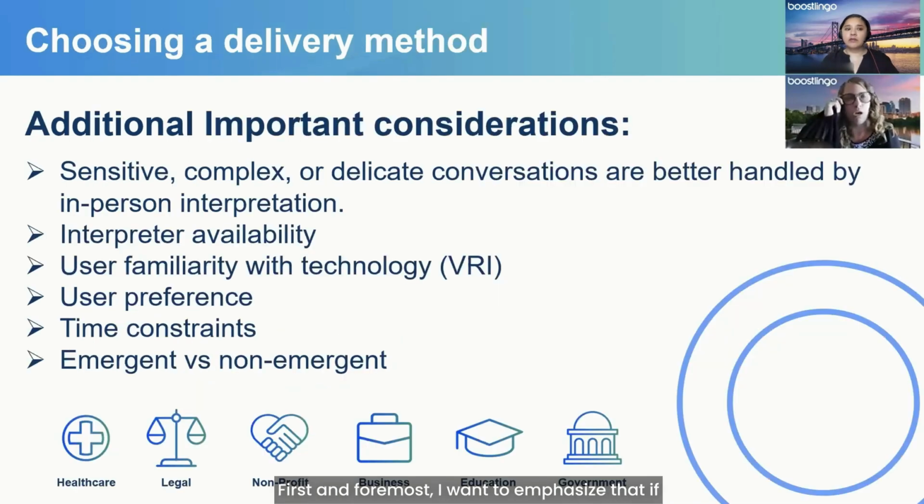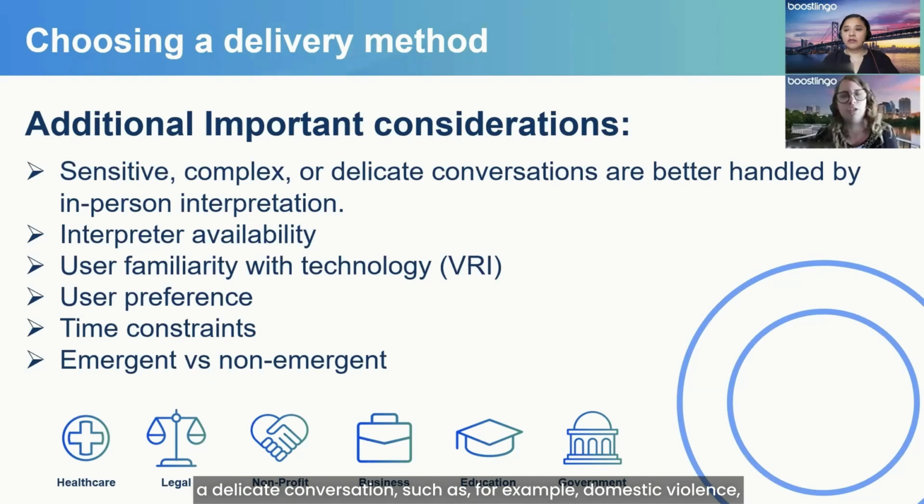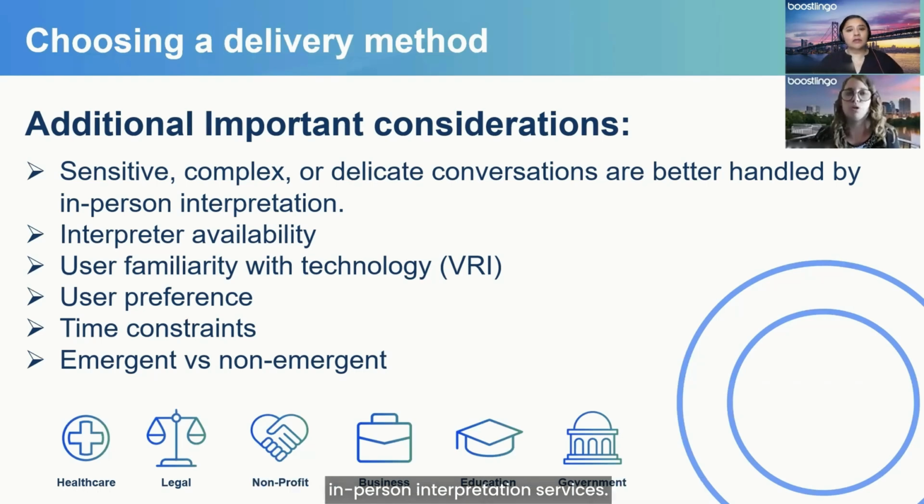First and foremost, I want to emphasize that if it's an encounter that's sensitive or complex or involves a delicate conversation, such as, for example, domestic violence, abuse, mental health, end-of-life conversations, anything of that nature, it's highly encouraged to utilize in-person interpretation services. These types of topics are just simply better handled by having that human-to-human interaction. Interpreter availability, we've already mentioned this, but that is an important consideration as well.